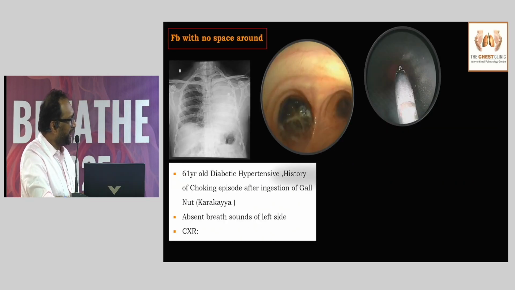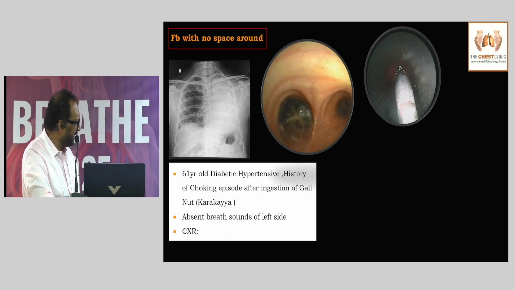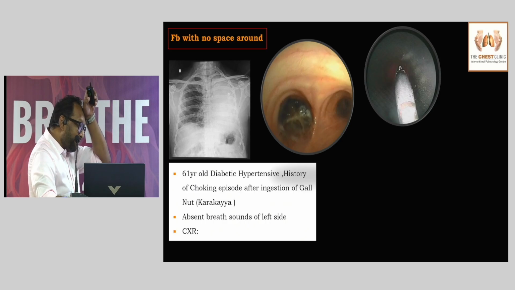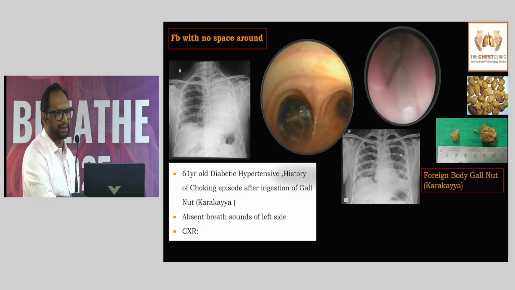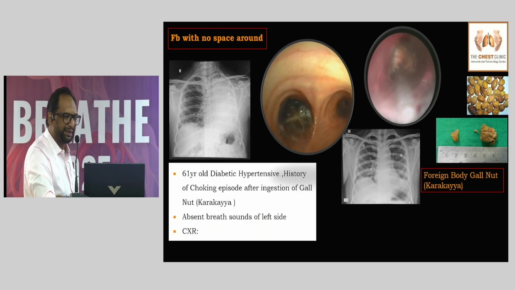Another case: if you have a tightly impacted foreign body in the proximal bronchus, very tightly impacted, with left lung collapse, and basket, balloon, cryo, everything has failed. The only instrument, as I have told you, with which you can exert maximum force is an optical forceps. So in these cases, you can do a piecemeal extraction. That's what we have done in this case, piecemeal extraction of the foreign body, and we were able to retrieve it. This is what is called karakai in our language.